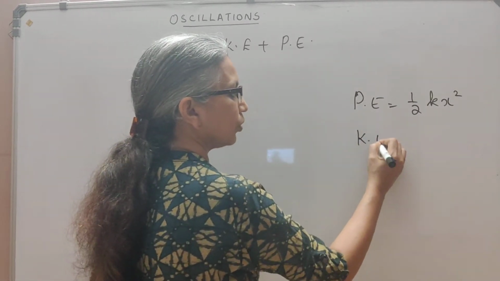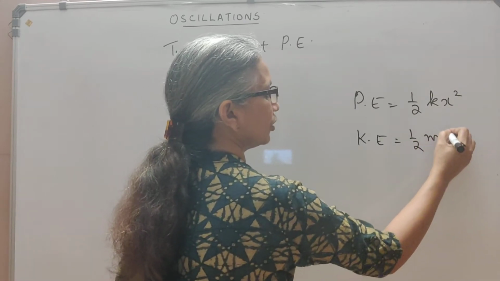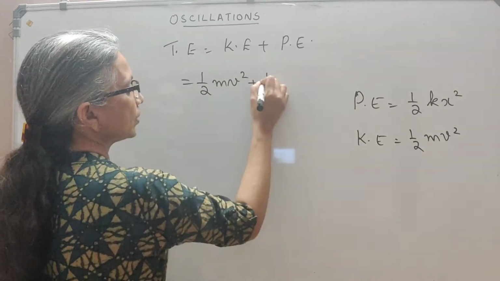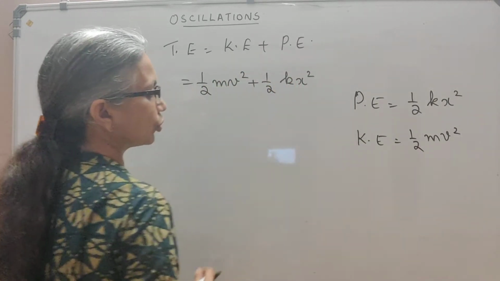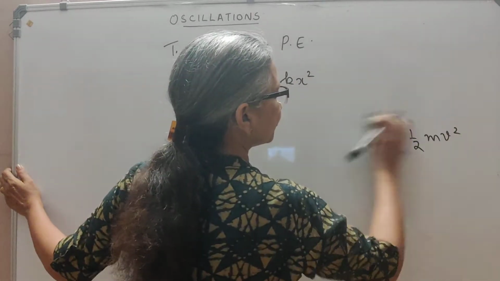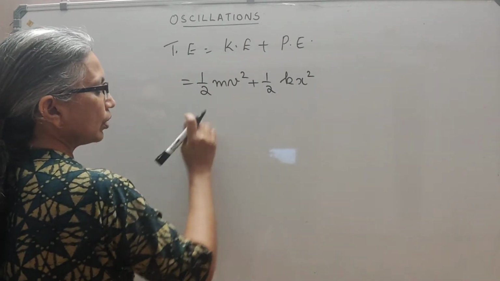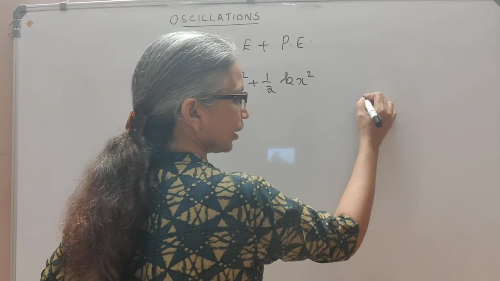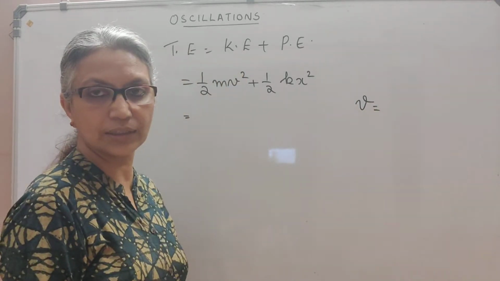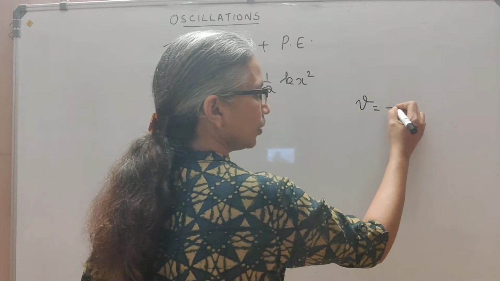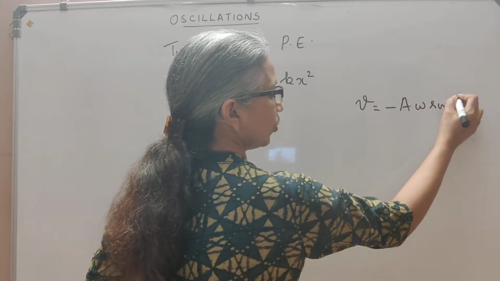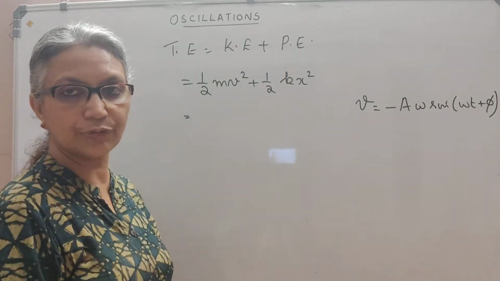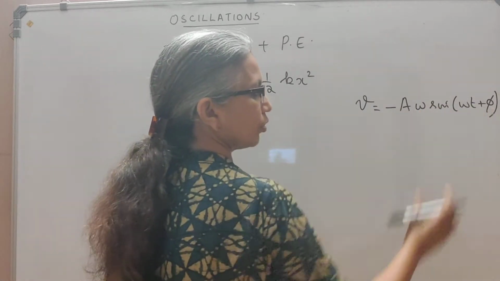Similarly, the kinetic energy we know for an oscillator is the same, half mv square. So you may write this total energy as the sum of kinetic energy plus half kx square, which is the potential energy. Now here, if I substitute for kinetic energy, last session we have derived the formula for velocity of an oscillator: minus A omega sine (omega t plus phi), where A is the amplitude, omega is the angular frequency, and phi is the phase of that oscillation.